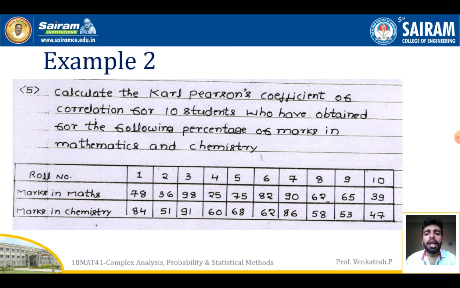One more example. Calculate Karl Pearson's coefficient of correlation for 10 students who have obtained the following percentage of marks in mathematics and chemistry. Here they are given 3 rows. The first one is roll number, and next are marks in mathematics and marks in chemistry. First, we have to choose x as well as y. I'm going to assume that the marks of maths will be considered as x values and marks in chemistry will be taken as y values. Now we'll find the correlation coefficient.